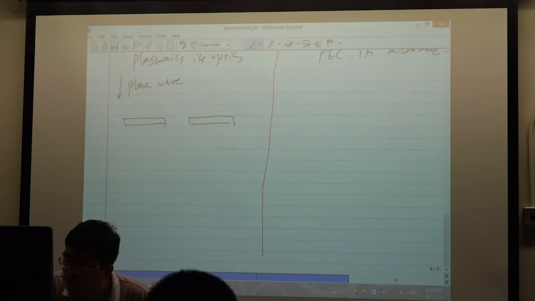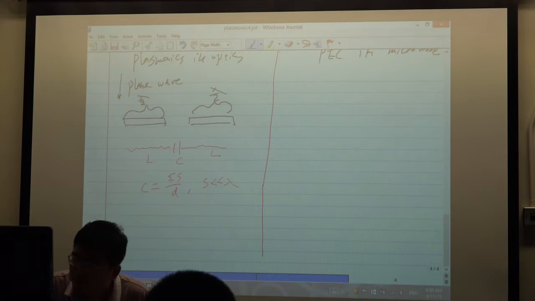Look at this LC circuit field. This is L, inductor, this is capacitor. Unfortunately, the C, because of epsilon S over D, even the D is smaller, because S here, area, is much smaller than wavelength, the C is very large. So here, they cannot form, or only form resonance something like this. This is a half wavelength. This is the equation of microwave.